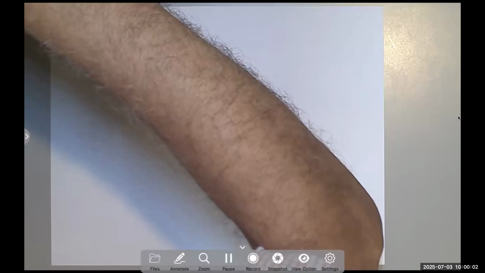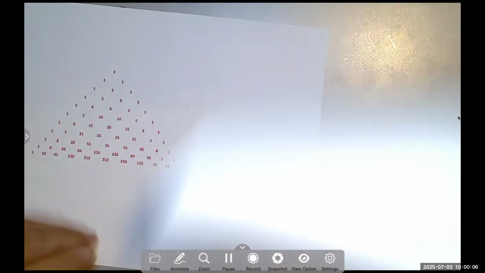Hello, everyone. So today we are going to discuss Pascal's Triangle, which is a very important mathematical artifact produced by the French mathematician, physicist, and philosopher Blaise Pascal. And basically, in fact, let me show you. I already printed one, so let me switch here. Okay, so here is Pascal's Triangle.